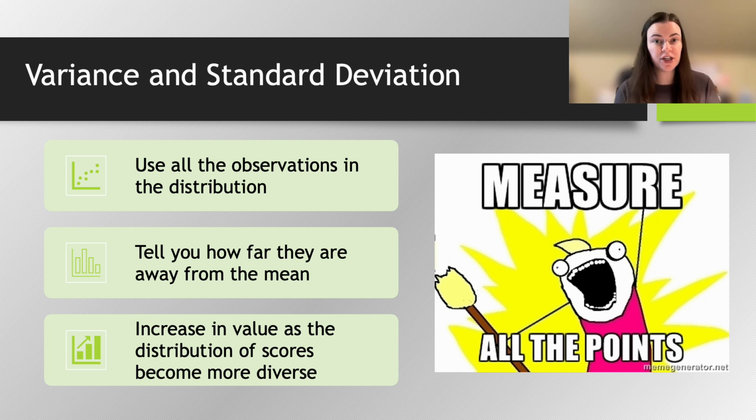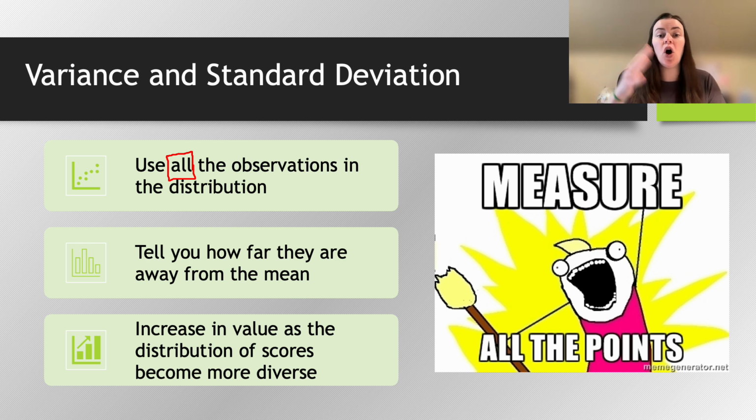There are two different types of statistics that actually account for a lot of the disadvantages of both the range and the IQR, and that is the variance and standard deviation. Whereas the range and IQR only account for a certain portion of our overall distribution, the variance and standard deviation use all of the observations that we have within a distribution.